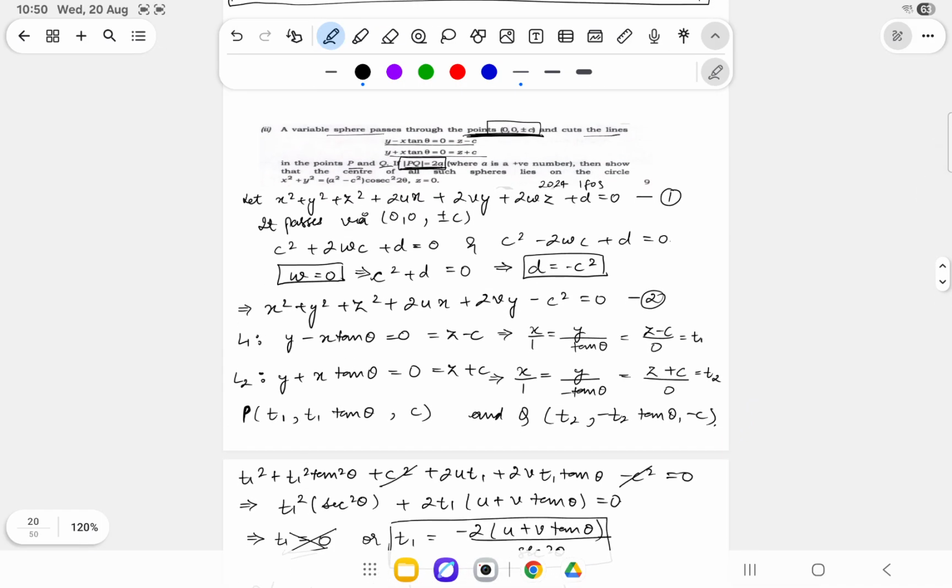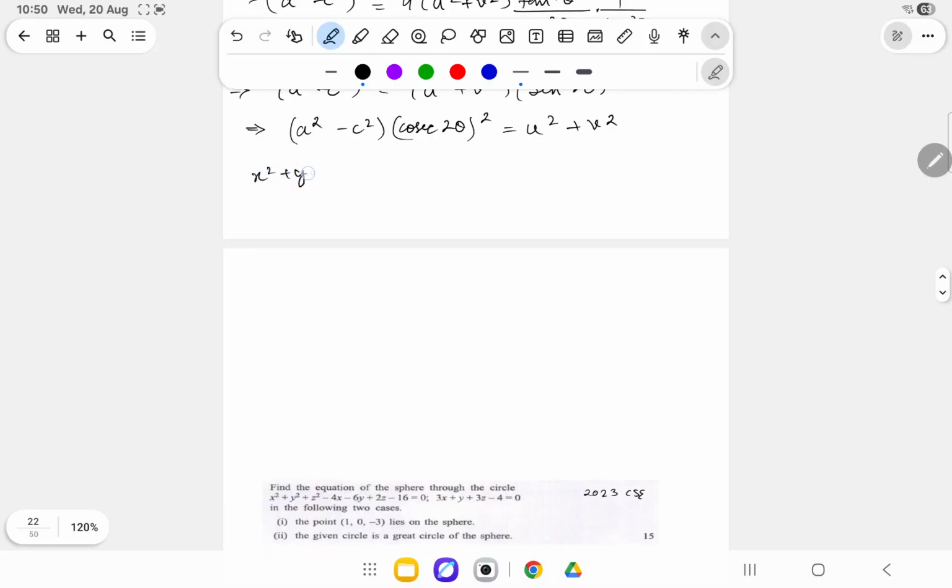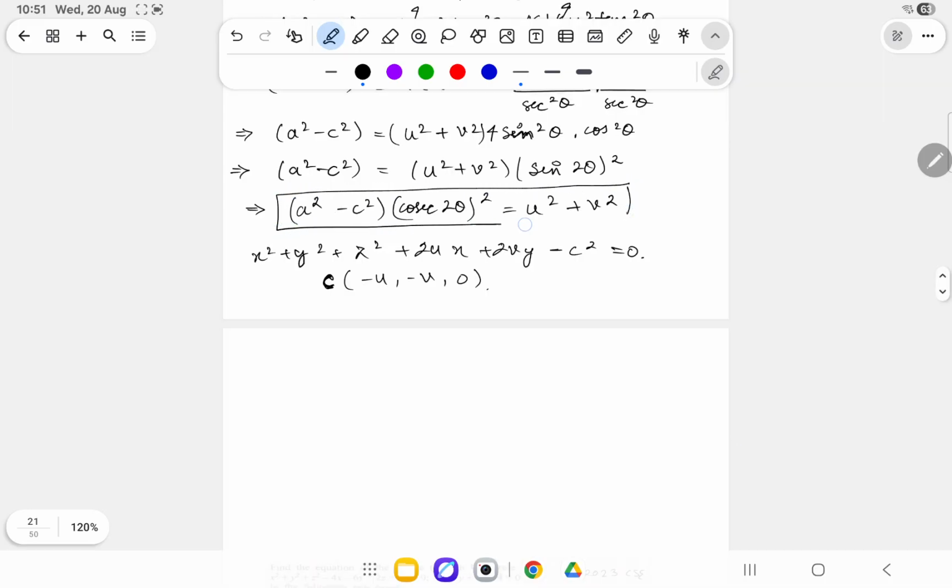Okay, so what we are supposed to prove? We are supposed to prove x square plus y square. If you observe equation number 2, which we have calculated, my equation 2 is x square plus y square plus z square plus 2ux plus 2vy minus c square is 0. From here I can calculate basically the center of the sphere. So my center will be minus u comma minus v comma 0. So this is basically the required locus of the sphere, because my center is minus u comma minus v. So let x comma y comma z be my center of the sphere, be my locus.